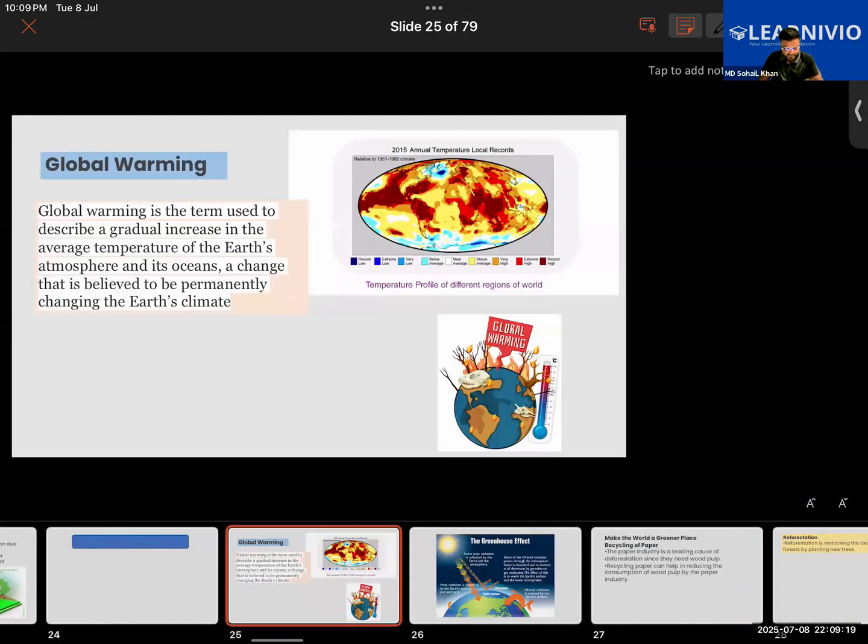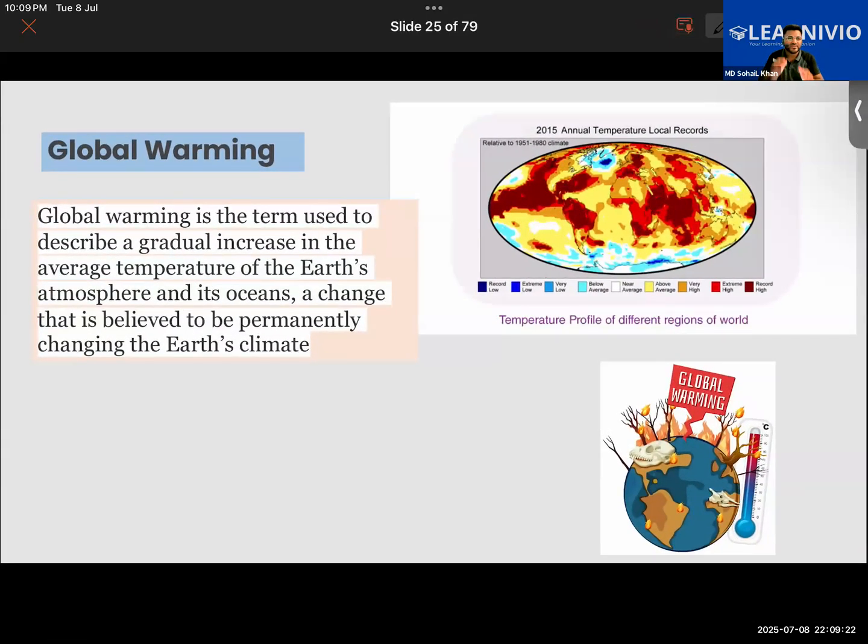Next here is global warming. As you know, global warming is when the overall temperature of the globe on which we are living increases. Basically, the average temperature of the Earth is increasing. That is called global warming, in which the temperature of the Earth's surface and the atmosphere increases. And this is disrupting the climate. The climate pattern has changed to a significant degree in recent years.